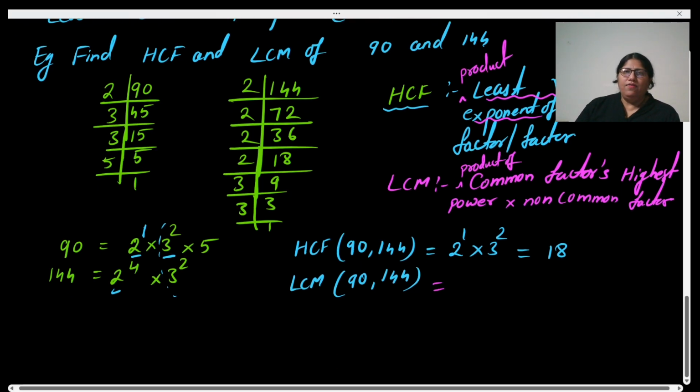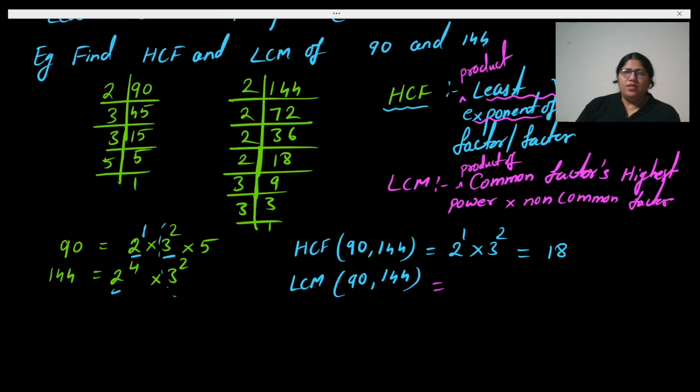Now look here: what is the highest power of the common factor 2? It is 2 to the power 1 and 2 to the power 4. I am going to take 2 to the power 4, because they said common factors with highest power. Because we are taking the multiple, we take the larger value. Then 3 square, it is the same.